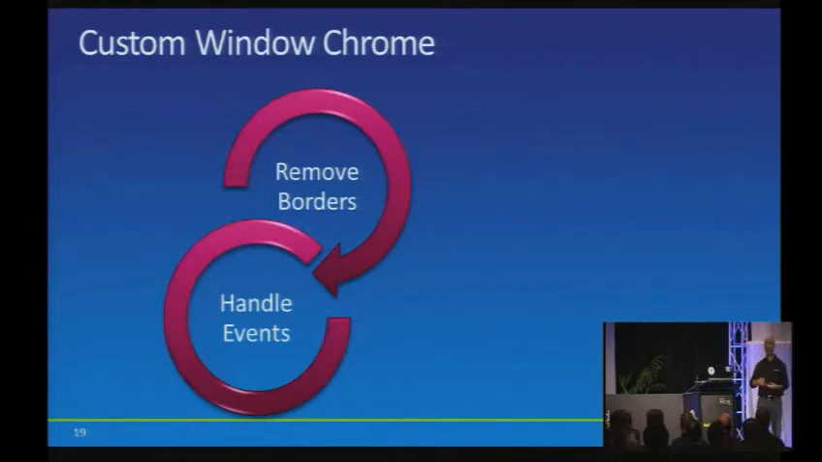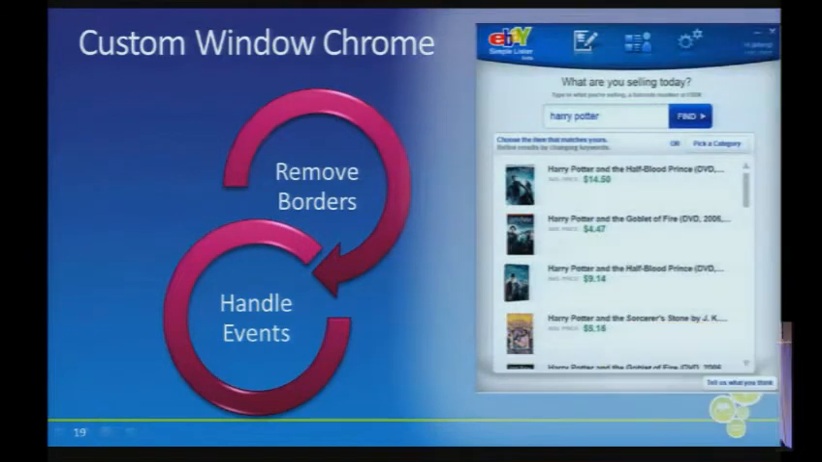You don't have the feature to close it. You don't get the little boxes up in the right-hand corner. So you now have to handle the events for how am I going to close this application? How am I going to allow the user to drag it around because there's no border and title bar anymore in the application? Pretty simple to do. Here's a demo I'm going to show.